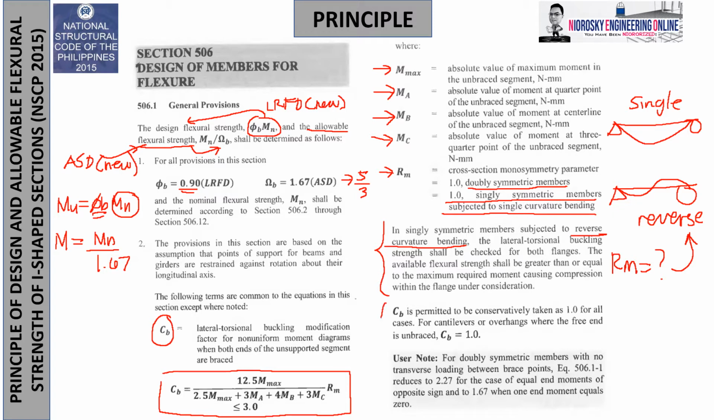Pero may mga conditions na ang CB is permitted conservatively taken as 1.0 for all cases. Pero ingat ha, itong code na to kasi ina-assume na ang gagamit ng CB na-understand kung paano nagkakaroon ng load transfer tsaka moment transfer. Now, for cantilevers or overhangs where the free end is unbraced, the CB is 1.0. So, be careful to use CB kung kailan to nagiging non-1.0 at kailan siya 1.0. Itong user note is, anyway, you can compute naman itong mga values as you plug in the values.